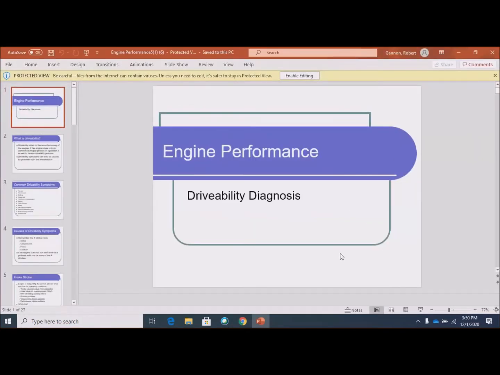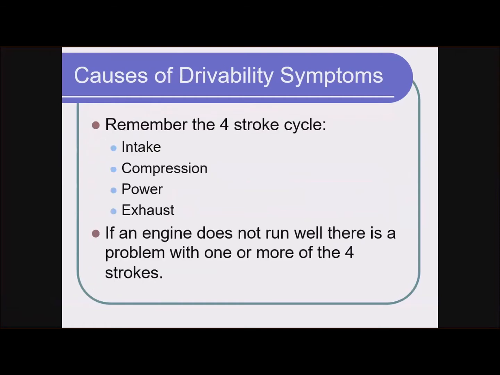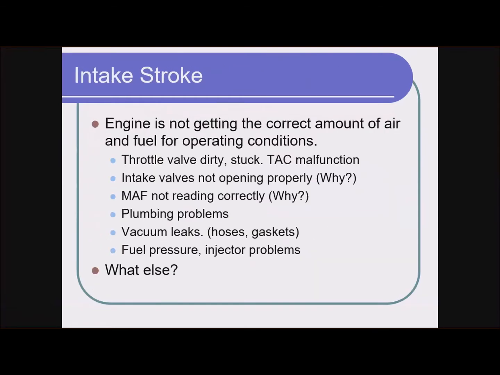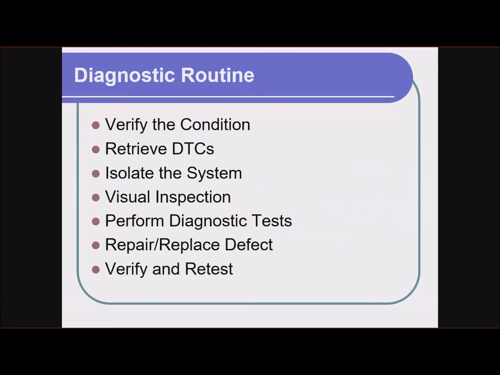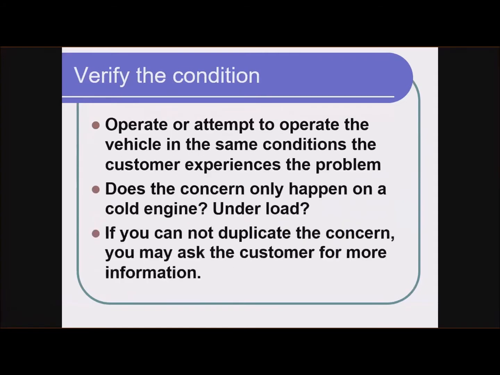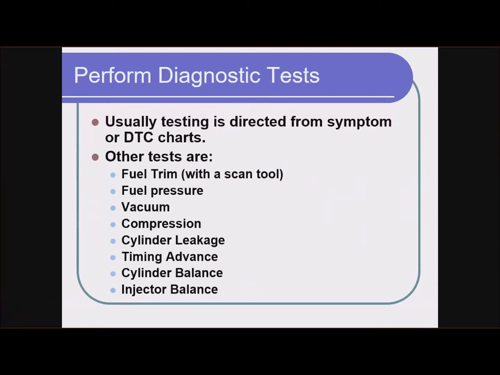And drivability diagnosis. So we had gone through common drivability symptoms. We talked about what can go wrong basically with the engine, the way the engine runs. Talked about a diagnostic routine. And then we started talking about individual tests that we could do. And so there's a list here: fuel trim, fuel pressure, vacuum, compression, cylinder leakage, timing advance, cylinder balance, injector balance. And I tried to demonstrate some of those in the lab videos, that which I can.